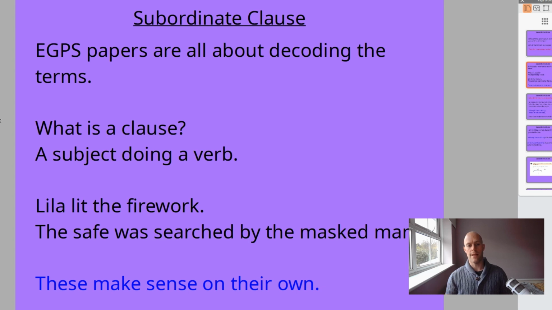You've got a subject, Leela, doing a verb. So lit the firework, and you've got the object at the end. You could also have it the other way around: the safe was searched by the masked man. So you've got a subject, still the masked man, even though it comes second in the sentence, and he's doing something, searching the safe. That's a clause because you can just say that on its own and it makes sense.